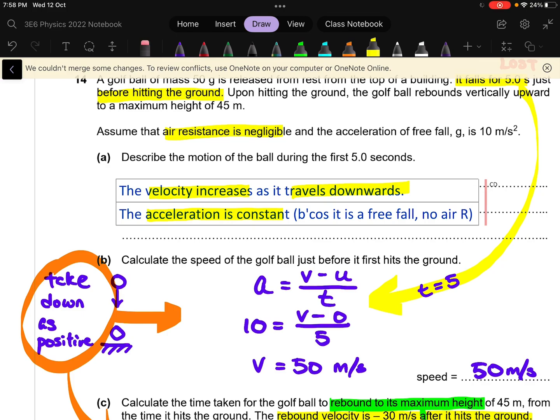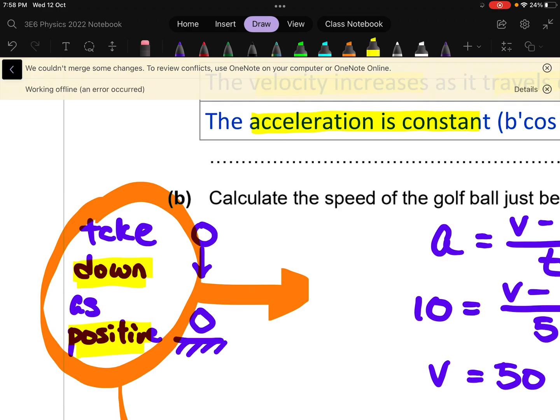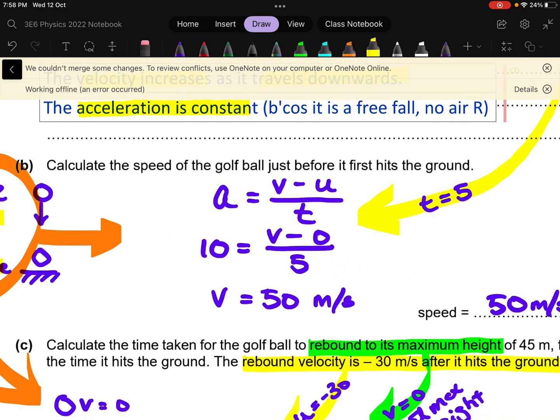And like what I shared in my previous video for forces, how do you decide which is positive and negative? You look at the initial direction of motion. So in this case, initially the ball is falling. So because the ball is falling, we will take the downward direction as positive. So because of that, your gravitational acceleration is also downward. It is positive 10.